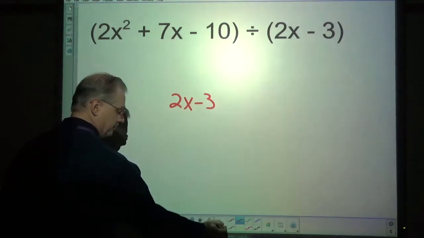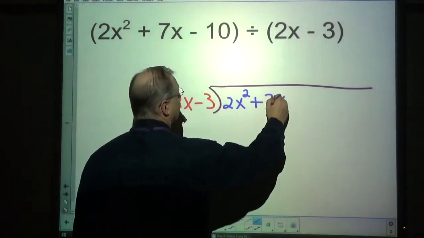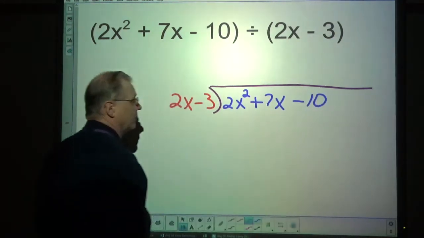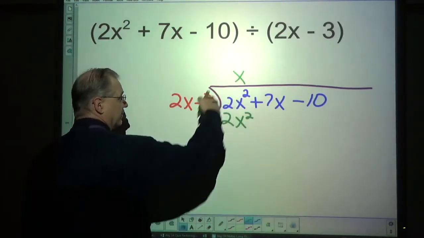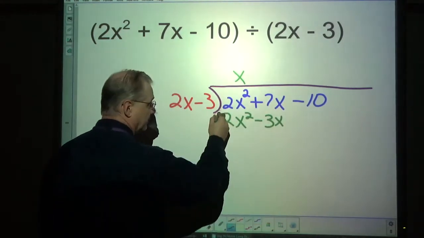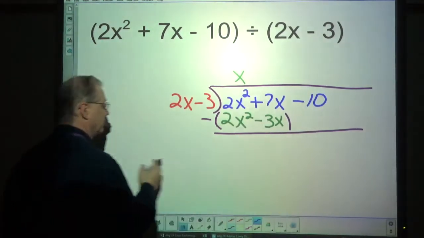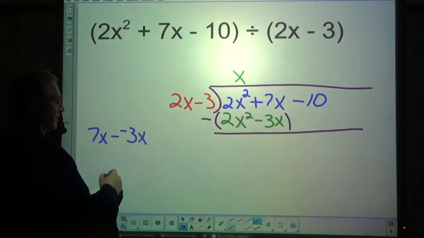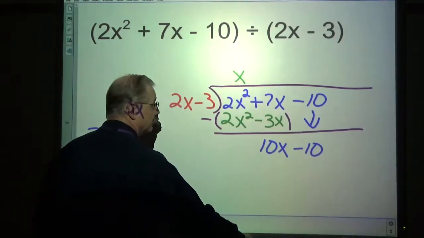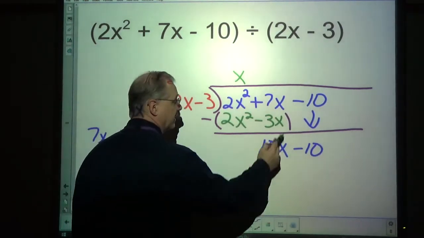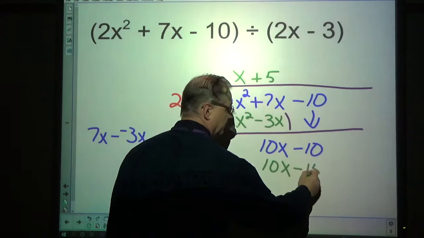2x minus 3 inside 2x squared plus 7x minus 10. 2x times x gives me 2x squared. 2x squared multiplying minus 3x. Again, I'm going to subtract. These cancel. 7 minus negative 3. 7x minus negative 3x plus positive, that'd be 10x. Bring this down, minus 10. Repeat the process. 2x times 5 would give me 10x, so plus 5. 5 times 2x is 10x. 5 times negative 3, negative 15.